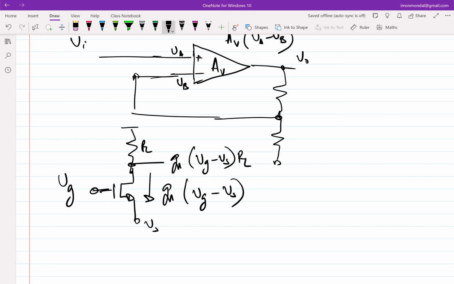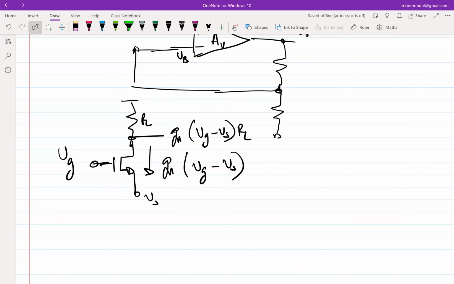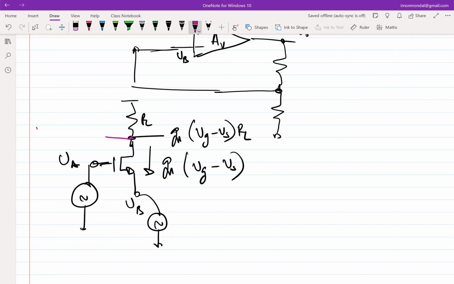So this essentially means that if I connect incrementally, obviously I'm not showing biases here, if let's say this is VA, this is VB, right? Two voltage sources connected at VA and VB. So V0, that is the drain voltage, will be gm times RL times VA minus VB. And if I say gm RL is equal to that AV, right? So this is like a difference amplifier also, right?